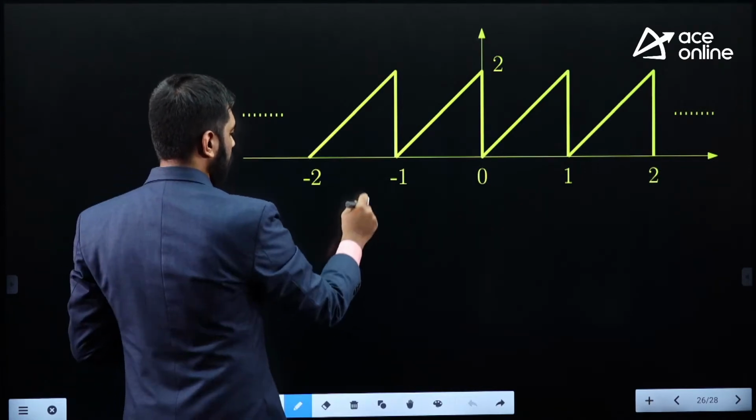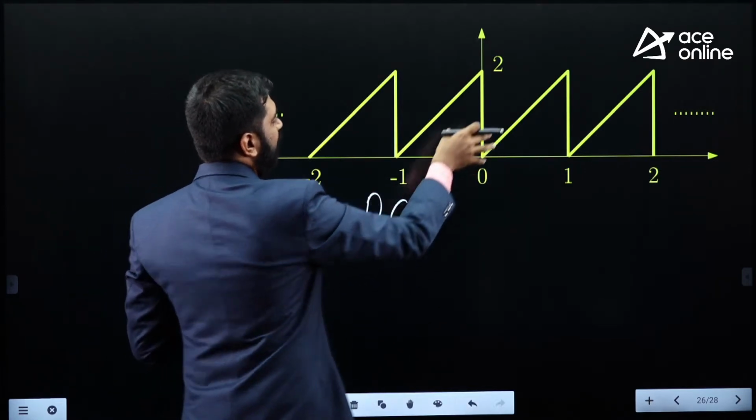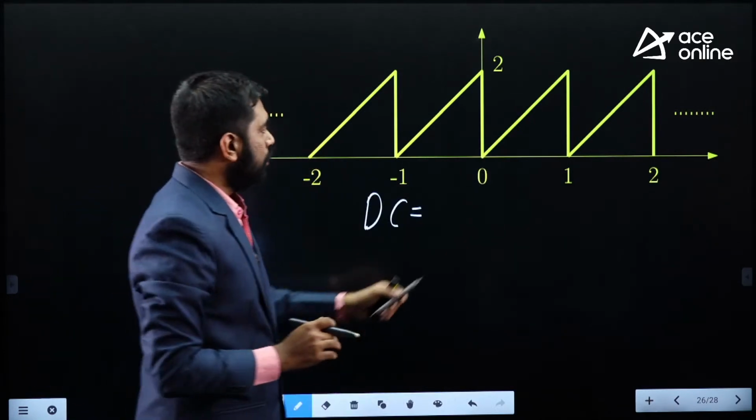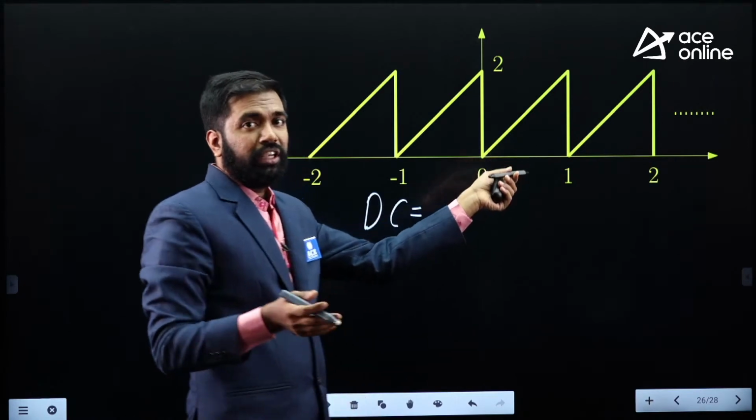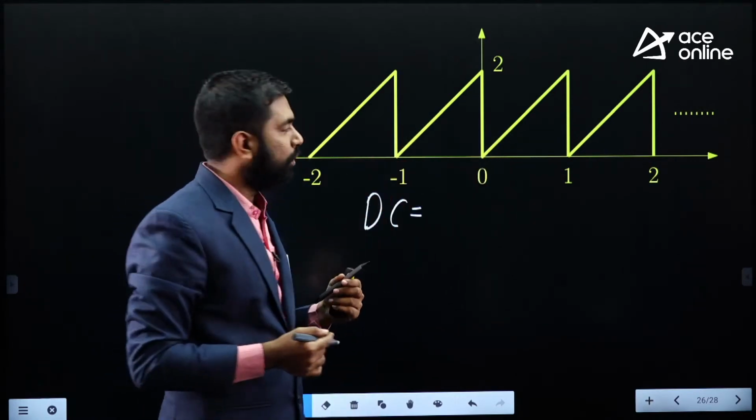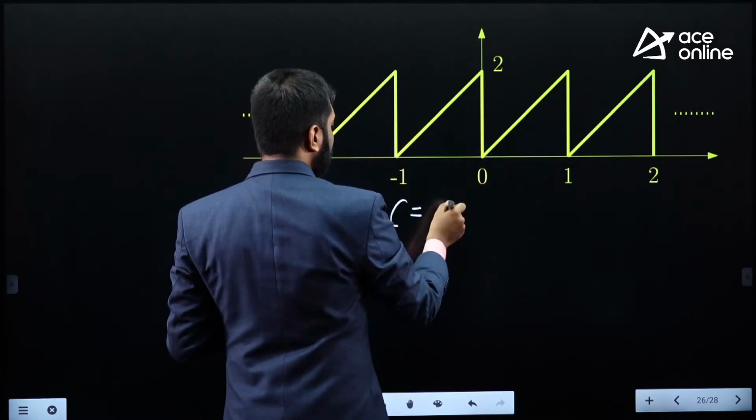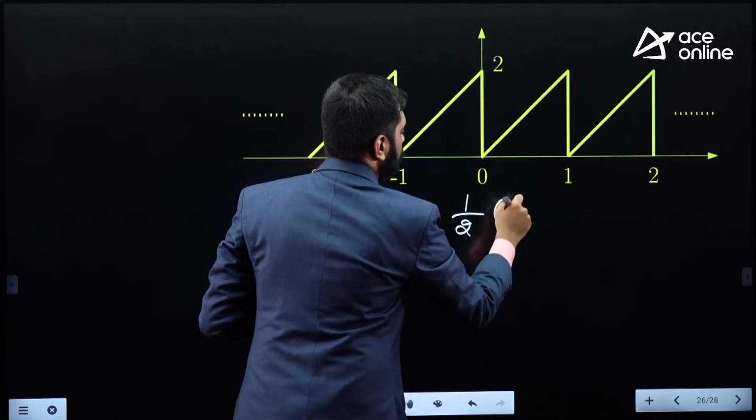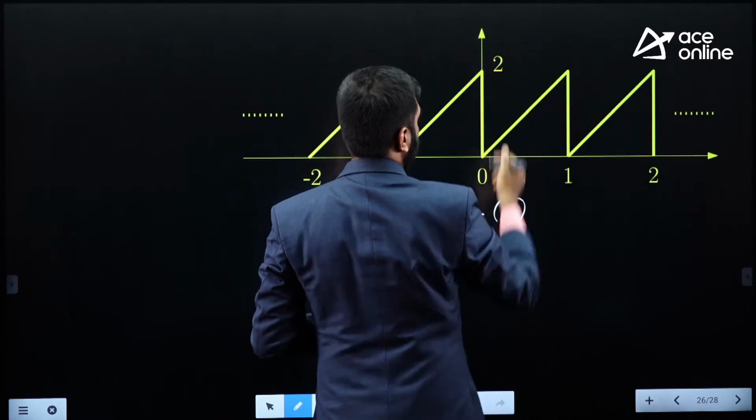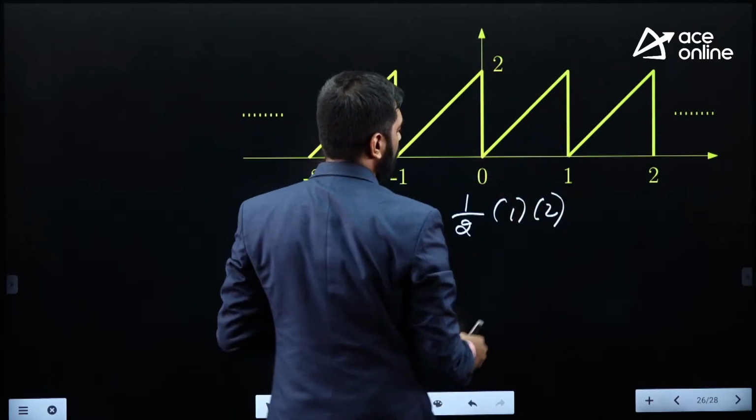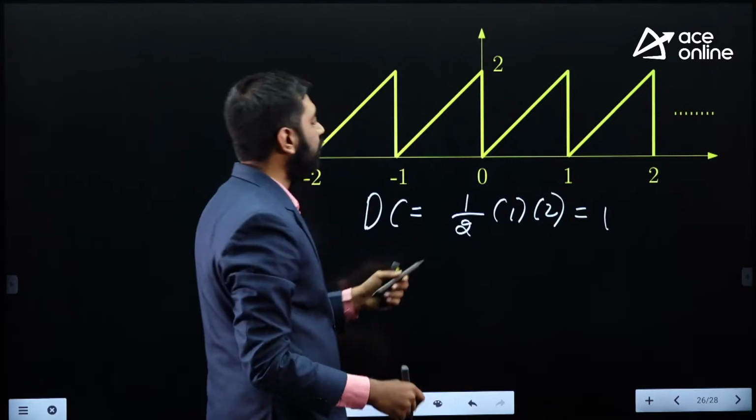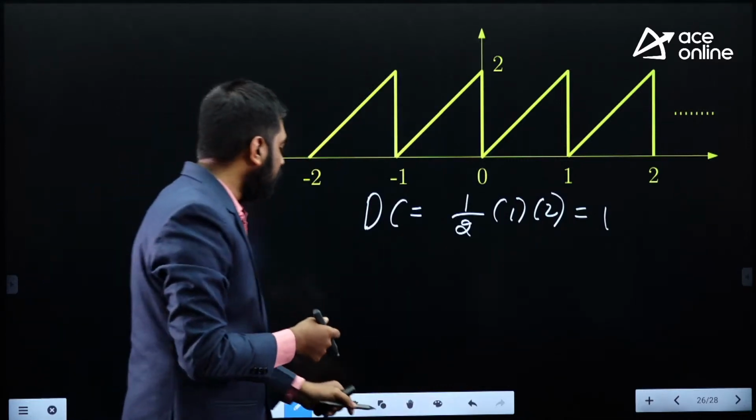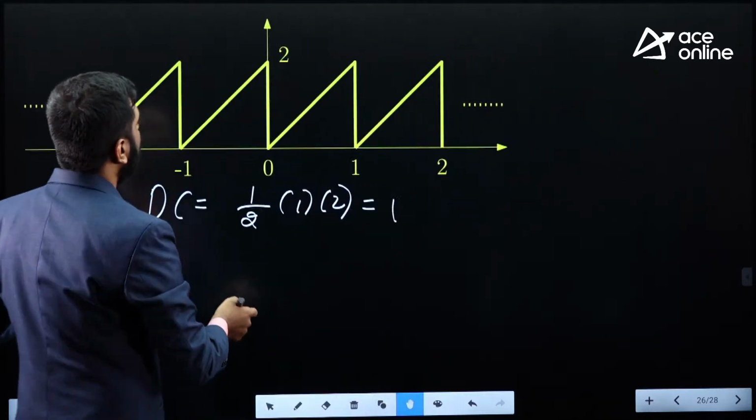So what's a DC value? You just have to integrate over one fundamental period and divide by that fundamental period. Integration of this is the same as taking the area under it. It's half base times height: the base is 1 and the height of this triangle is 2. So the DC value is 1. It's better we subtract the DC value and then analyze the waveform. So let's subtract the DC value here.